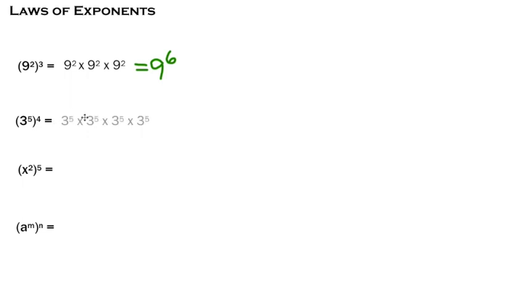Also, if we take 3 to the 5th to the 4th, so again we're raising a power to a power, we're going to have 3 to the 5th times 3 to the 5th times 3 to the 5th times 3 to the 5th, which is 3 times 3 times, okay, I'm not going to go all that way, but what you will see is you end up with 3 to the 20th.